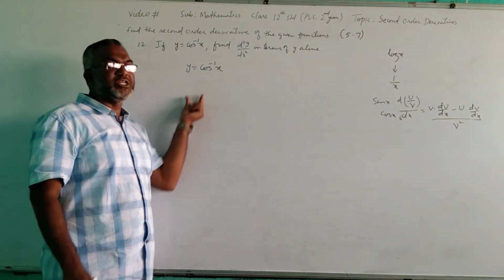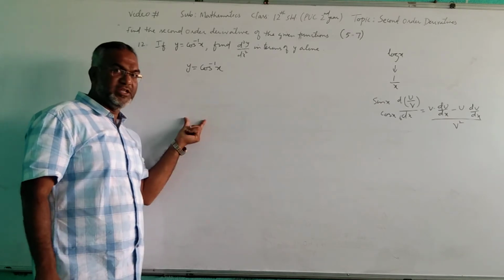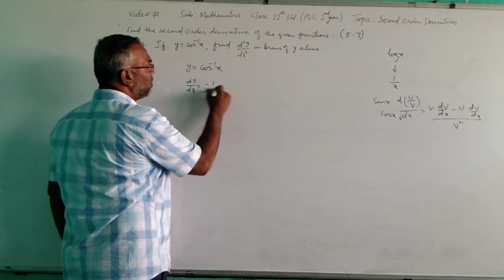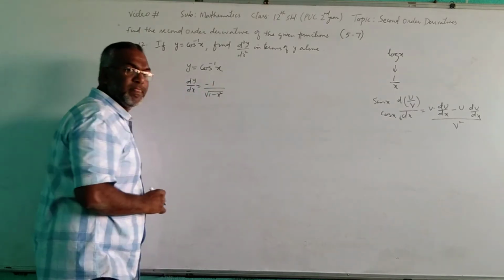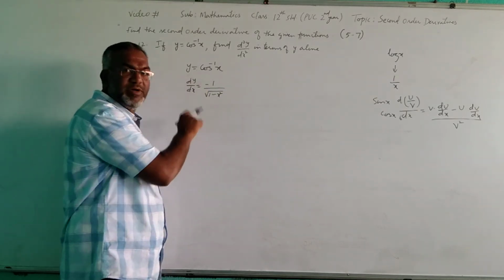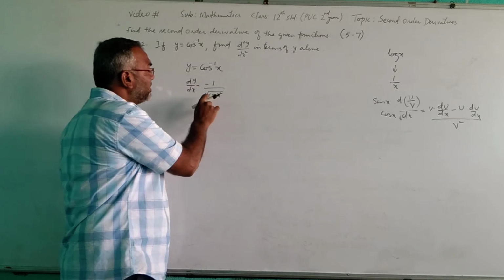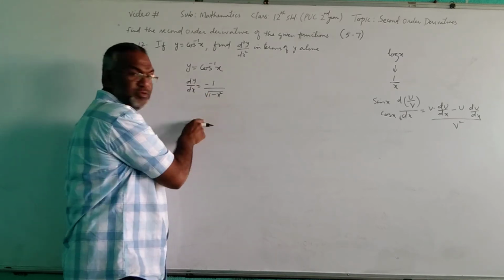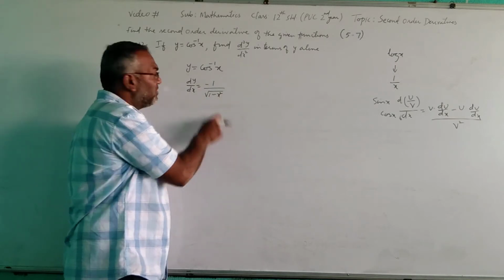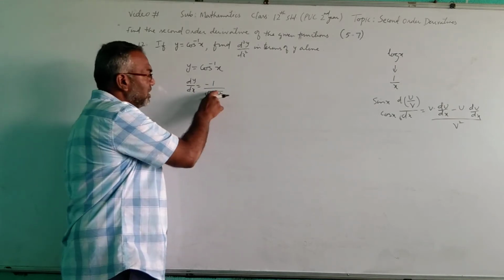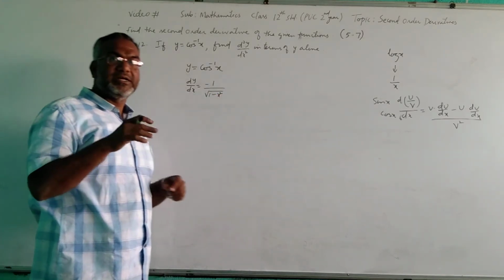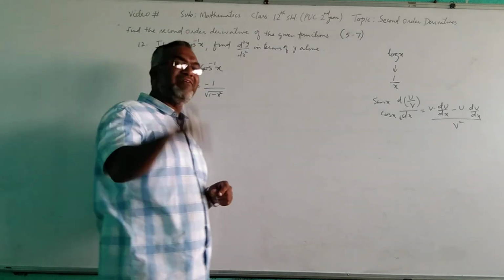Clearly, if we differentiate it directly, dy by dx is equal to minus 1 by root 1 minus x square. This is the differentiation of cos inverse x. The problem is that if we continue differentiating this, x is coming in the second order derivative, again we have to differentiate this, then inside we will differentiate, then x will come again. We will not get rid of x.